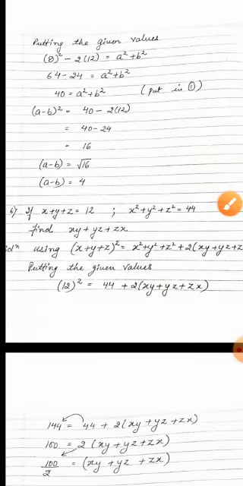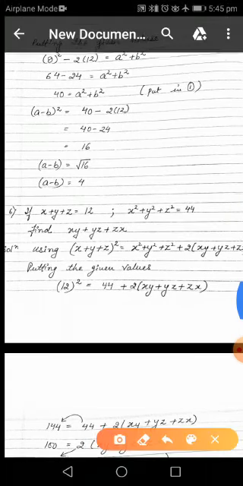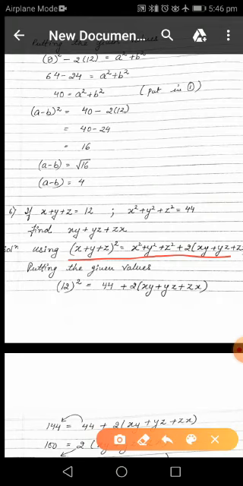Next we have, if x plus y plus z is equal to 12 and x square plus y square plus z square is equal to 44, find the value of the product of two terms together, like xy plus yz plus zx. Using the identity (x plus y plus z) whole square, we get x square plus y square plus z square plus 2(xy plus yz plus zx).